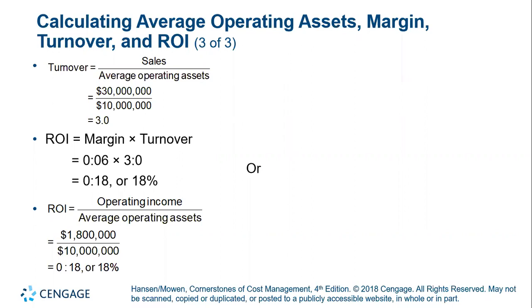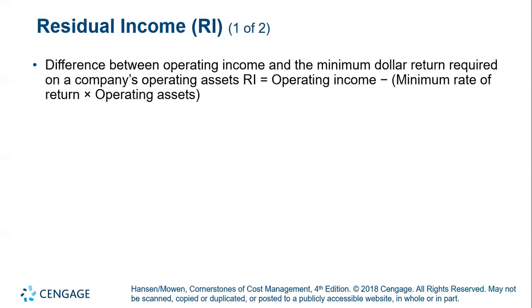So it gives 0.6, or we have 6% multiplied by 3, so that gives us 18%. Or we divide operating income by the average operating assets, and we get the ROI equal to 18%.